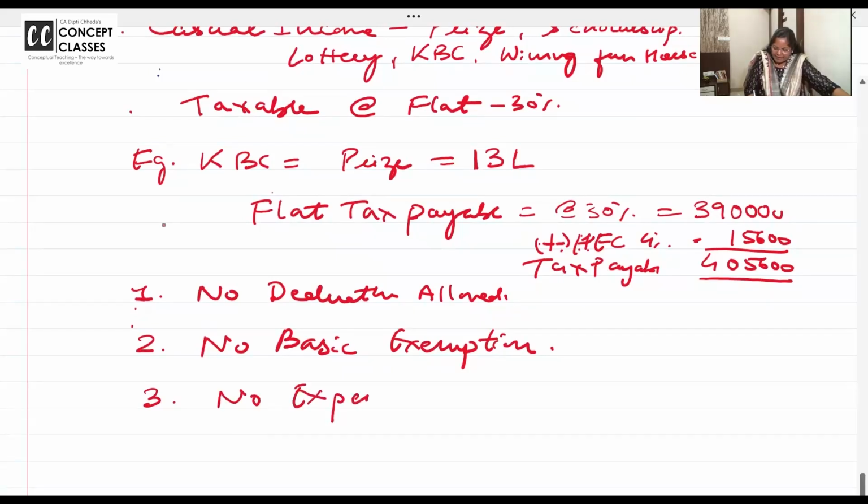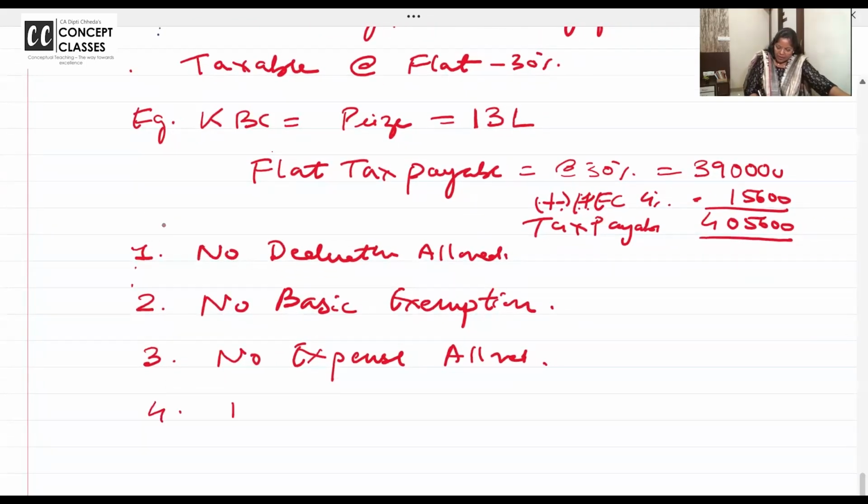No expenses are allowed. Ma'am, I went to play KBC, 13 lakh rupees I earned, but I went to Mumbai, to and fro flight ticket, I stayed in hotel, I incurred local expenses, ate vada pav, travelled in cab. Allow all that expenditure? No, you don't get it, no expenditure.